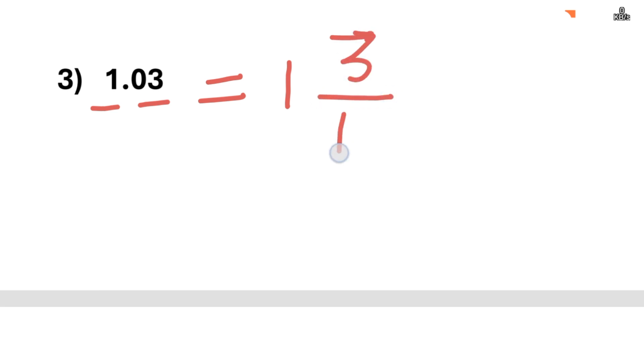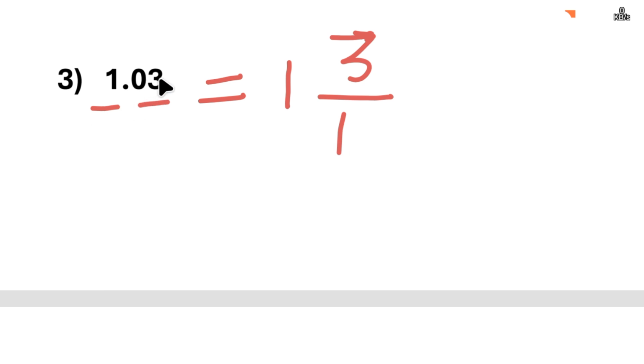1.03. Here whole part and then decimal parts are there. In whole part number 1 is there. In decimal part 03 is there. For this we have to write the whole part here. Then we have to remove the decimal point. If we remove, in decimal part 3 is there. So we should write 3 here. Divided by, in denominator always we have to put 1.